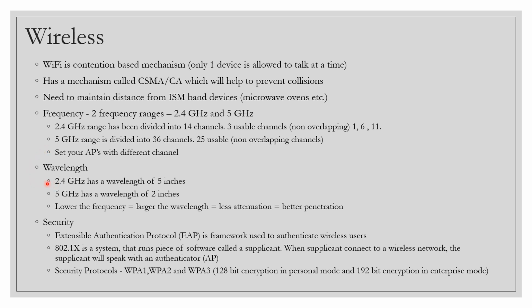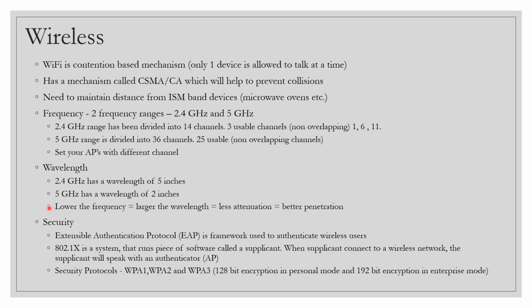Wavelength: the 2.4 gigahertz has a wavelength of 5 inches. The wavelength is the distance from crest to crest. Okay, now it's got 5 inches, and the 5 gigahertz one has the wavelength of 2 inches.